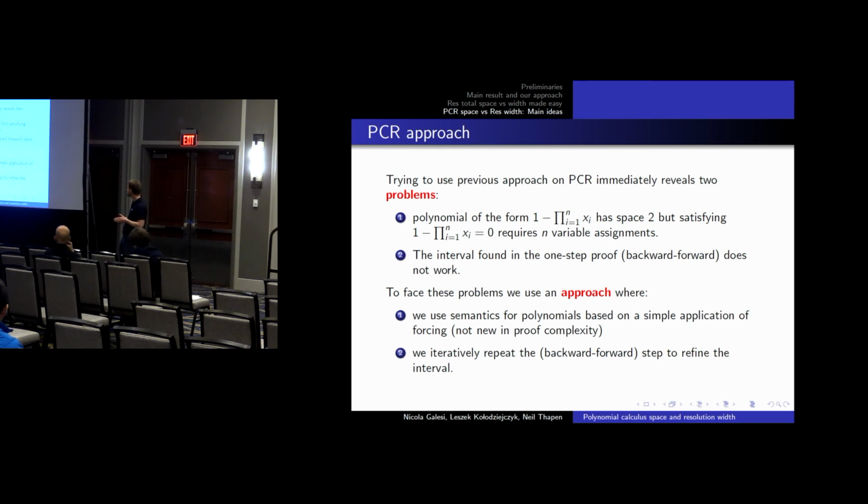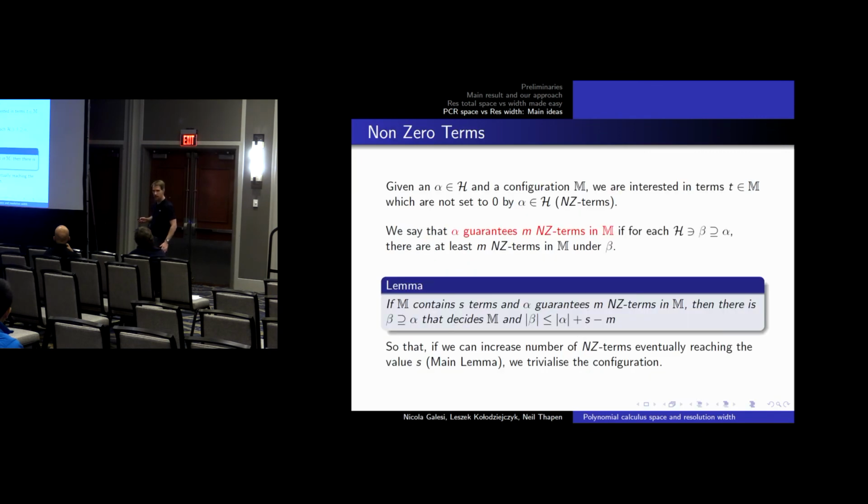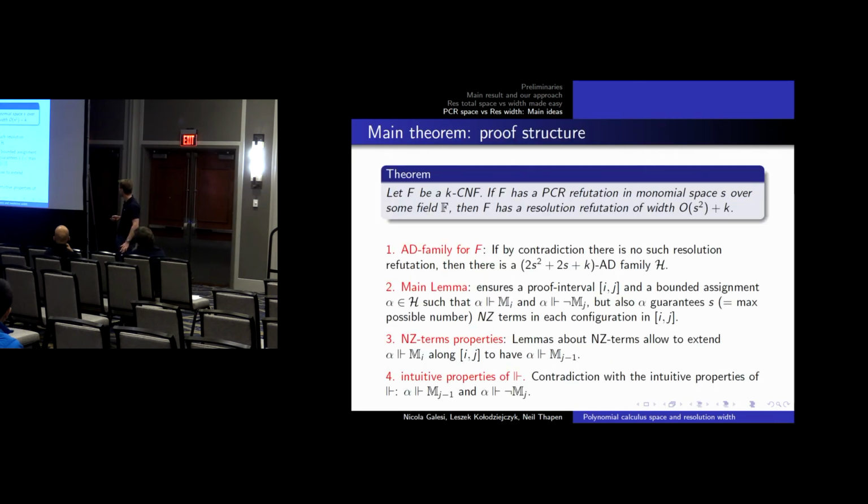So what we need to do is, firstly, iteratively find smaller and smaller intervals, and they use something called forcing, where you don't actually fix things to true, but you say that an assignment in my family forces something to true if there is no extension of this assignment in the family that sets it to false. And I think that's basically what I have time to say before Ryan cuts me off.